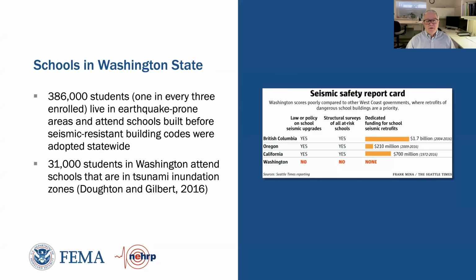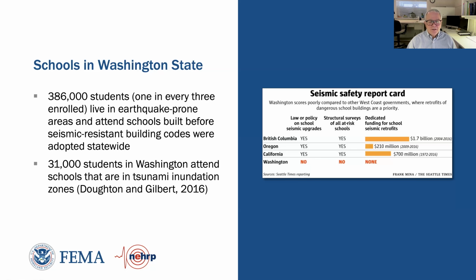So this study produced the chart on the right, which was reported by the Seattle Times, showing the various involvements by British Columbia, Oregon, and California, and Washington. The first thing that they analyzed was, does the state or territory have policy on school seismic upgrades? The second was, have they done structural surveys of all the at-risk schools? And the third was, have they dedicated funding for school retrofits?